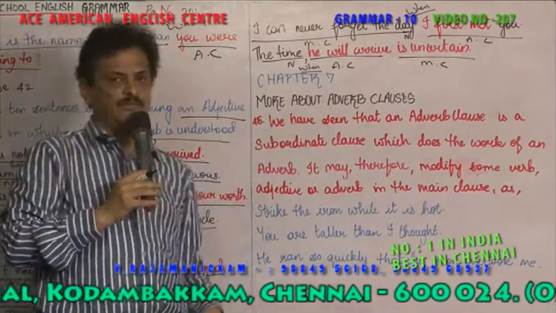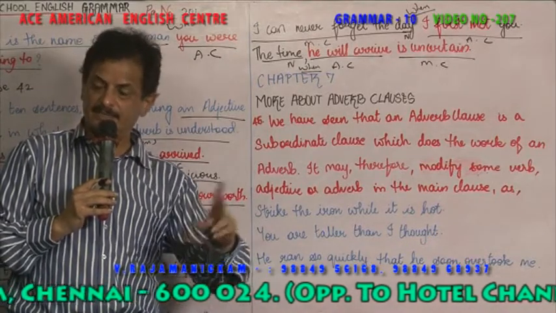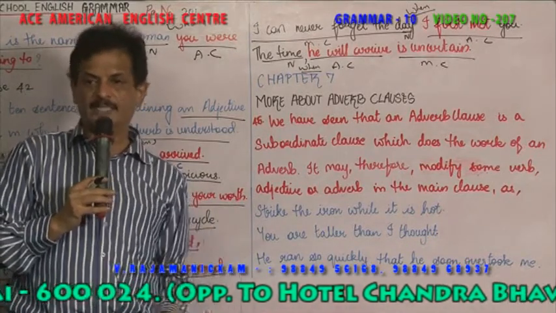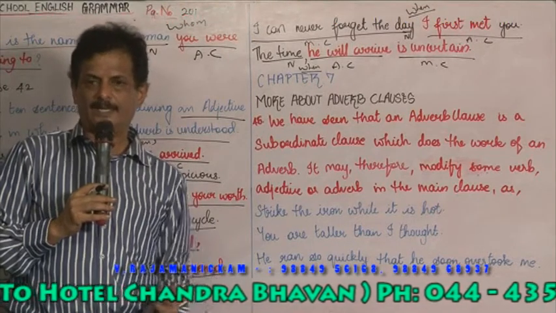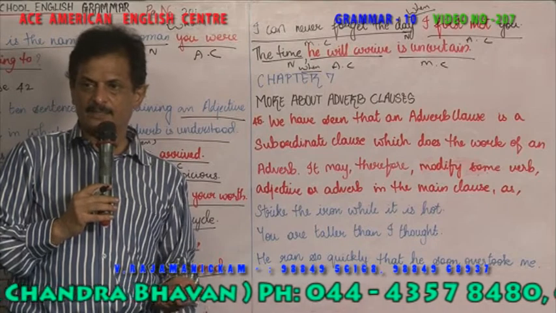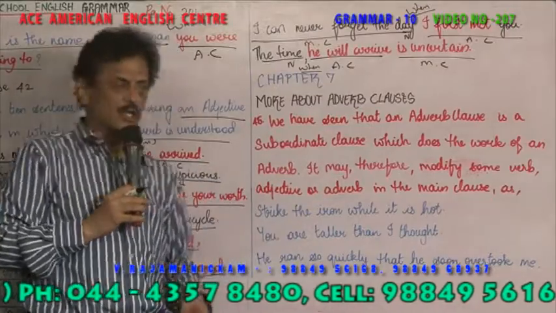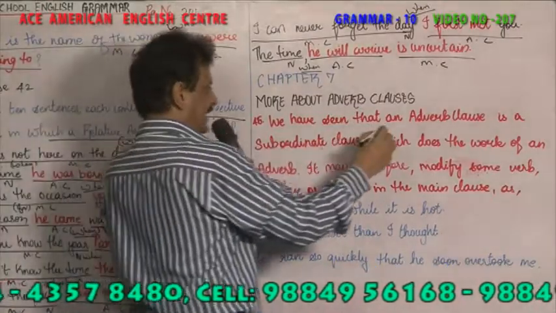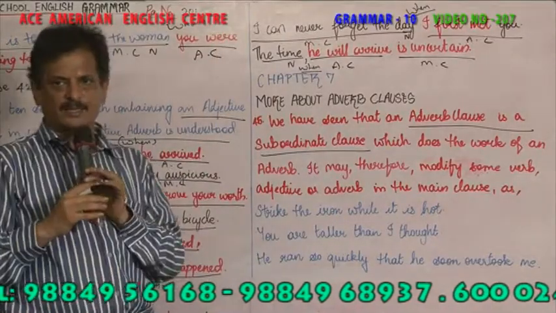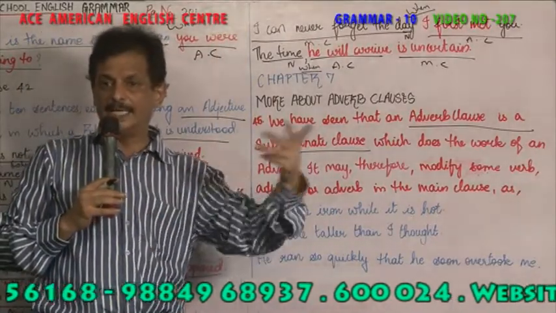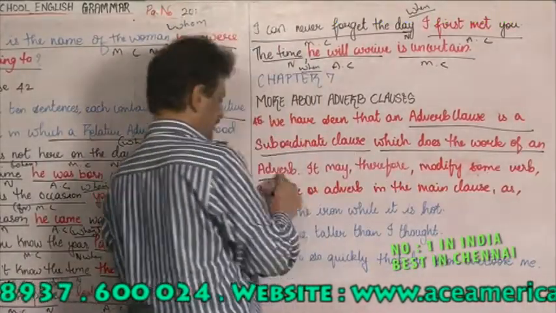So more about the adverb clause. Now we have come to the adverb clause. You ask a question to the verb in the main sentence: How? Where? When? What is the reason? Comparatively, how better it is? The answers you get in the sentence are called an adverb clause. We have seen that an adverb clause is a subordinate clause. So all adverb clauses are subordinate clauses depending upon the main clause, and they do the work of an adverb.